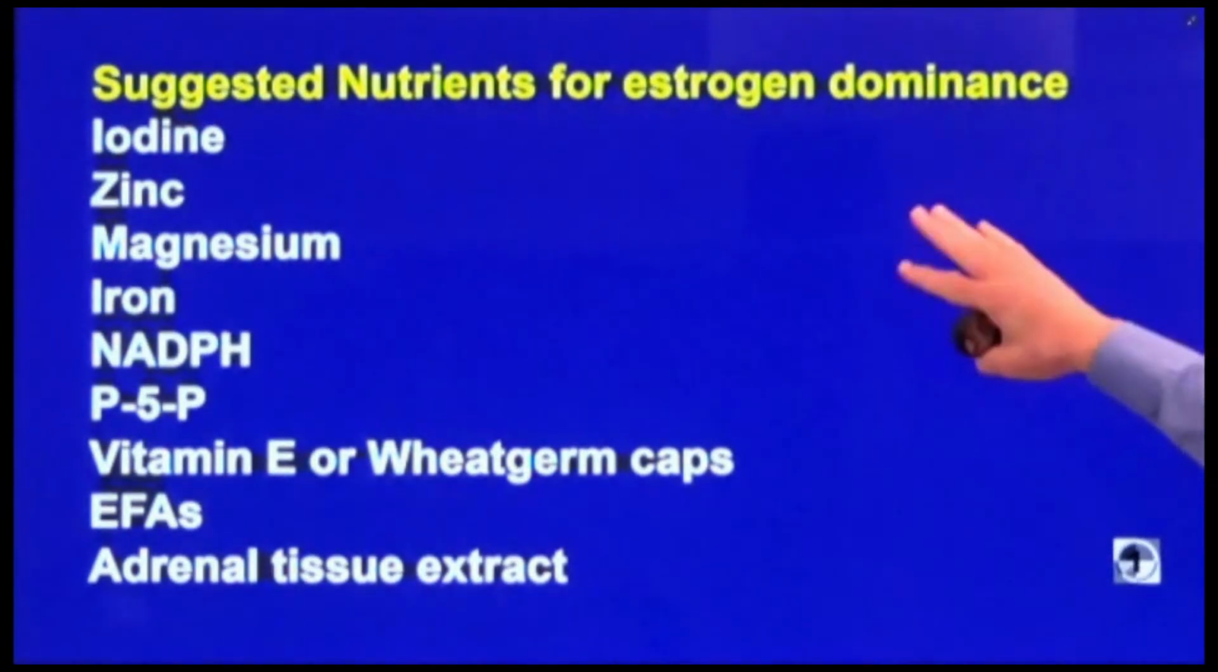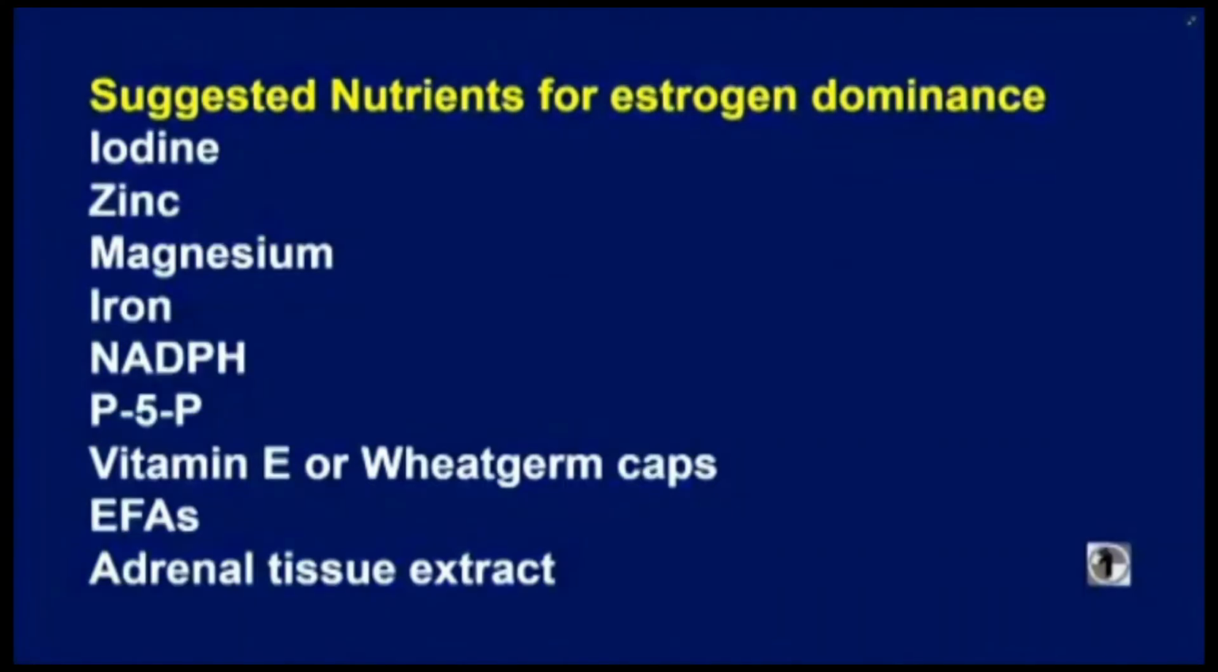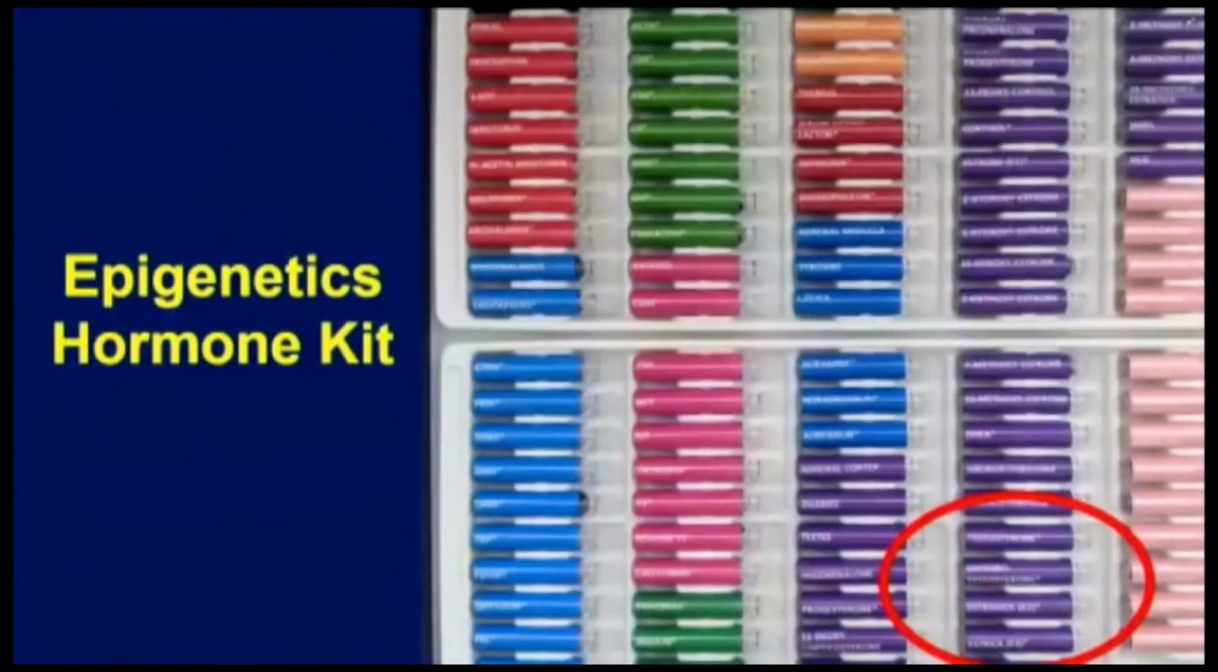So suggested nutrients for estrogen dominance, again, would be those that help to metabolize it: iodine, zinc, magnesium, iron, NADPH, pyridoxal 5-phosphate, vitamin E or wheatgrass, wheat germ, essential fatty acids, and if necessary, adrenal tissue extract.